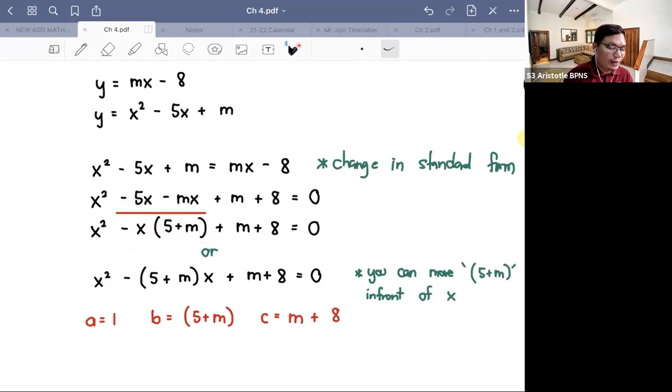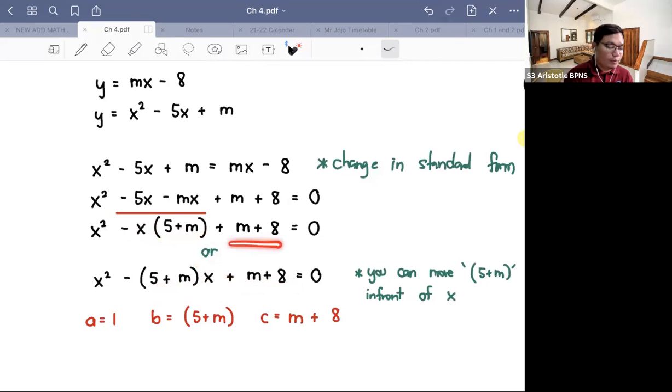Okay, now why did I do that? Because this is your b, basically, class. This is your b, or the value of b. Just like from our previous example, you can also put this in front of x, just like what I did here. That's why I have "or". Okay, it doesn't matter. This is your b. And then the m plus 8, this is your c, this is your constant.